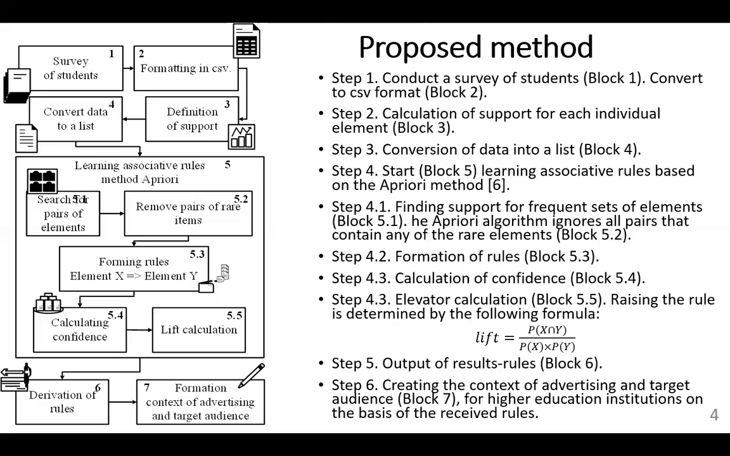Step 4. Block number 5. Learning associative rules based on the apriori method. Step 4.1. Finding support for frequent sets of elements. It's block number 5.1. Search for pairs of items that appear most often in pairs. The apriori algorithm ignores all pairs that contain any of the rare elements. It's block number 5.2.